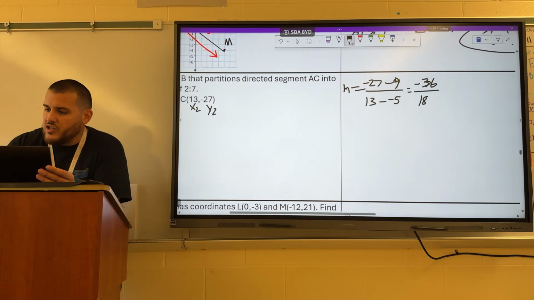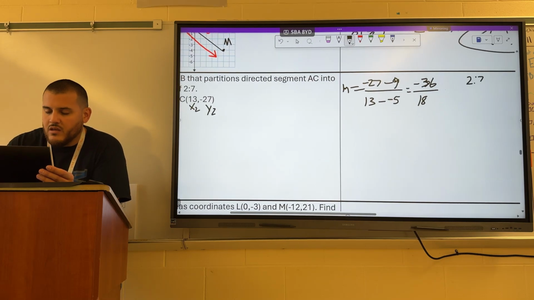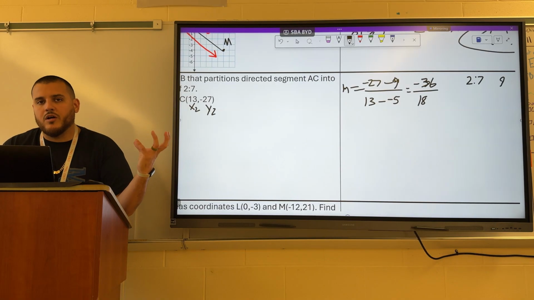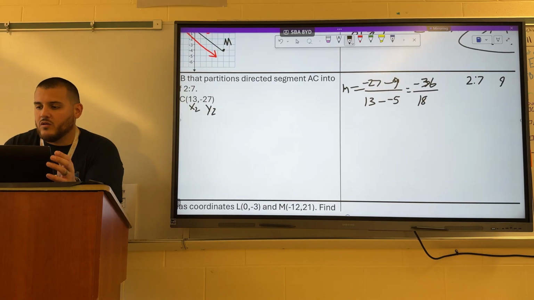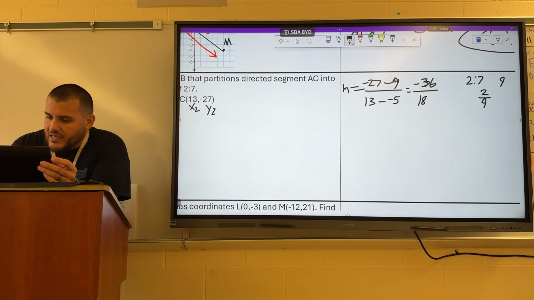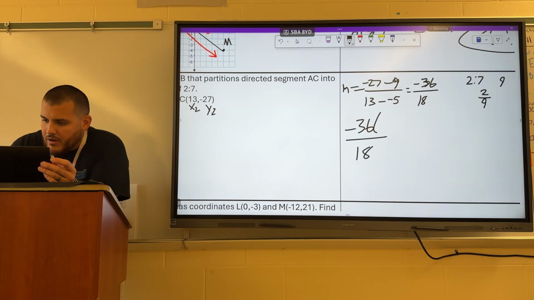We're given a ratio of 2 to 7, and I know that in that ratio, I'm going to have 9 total parts. My point will have 2 parts before it, 7 after, out of the 9 total. So it's going to be 2/9 of the distance from A to C. So I'm taking now my slope, and I'm multiplying those values by my fraction. Both of these getting multiplied by 2/9.